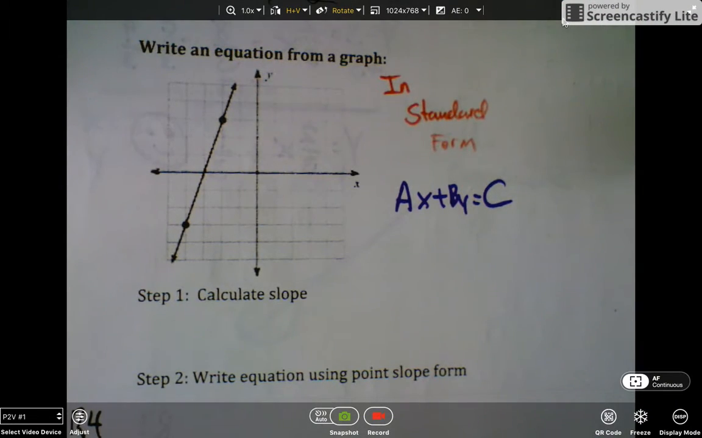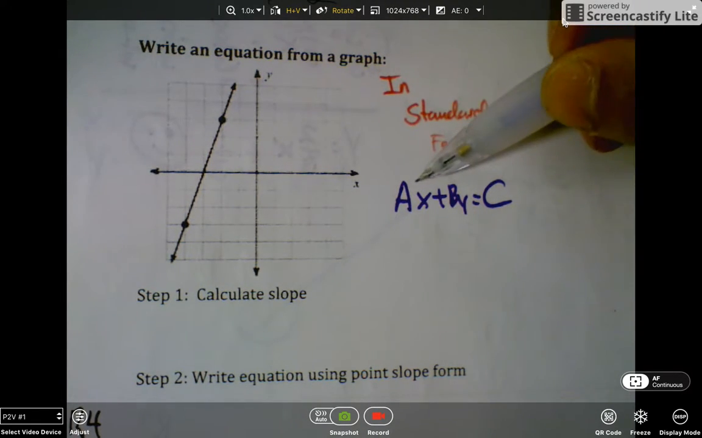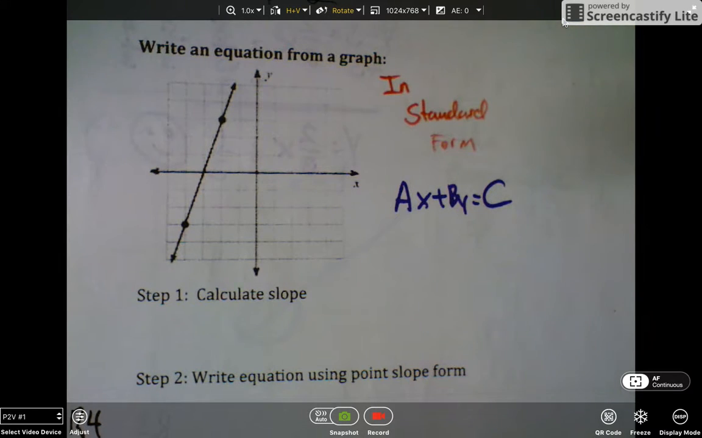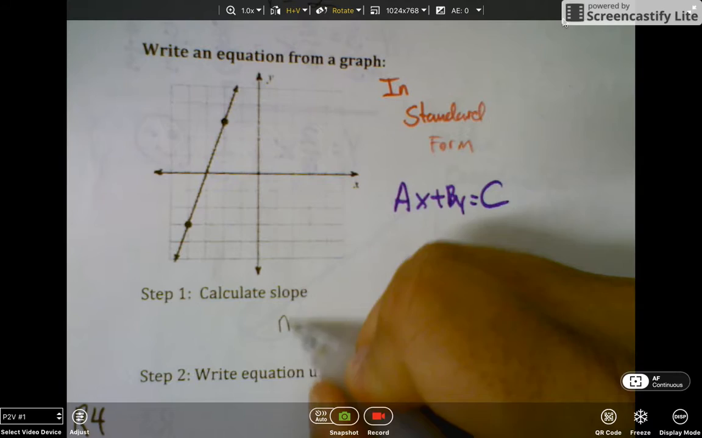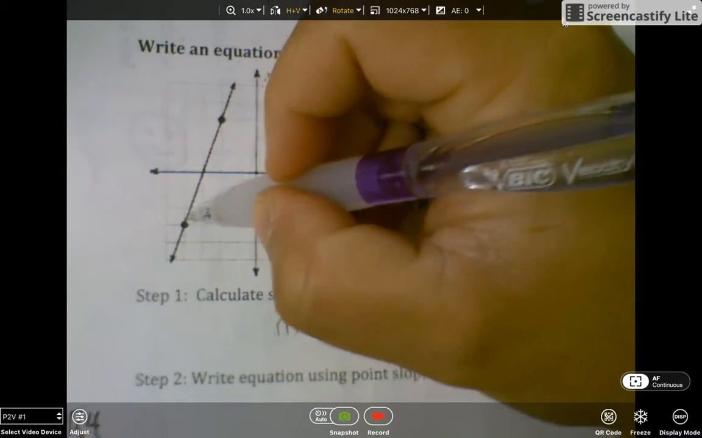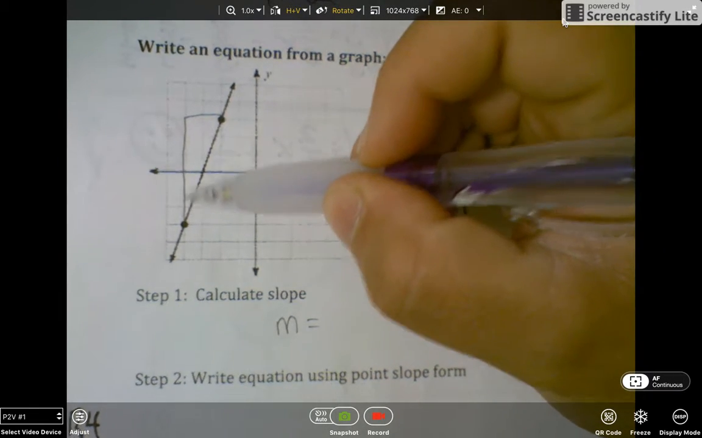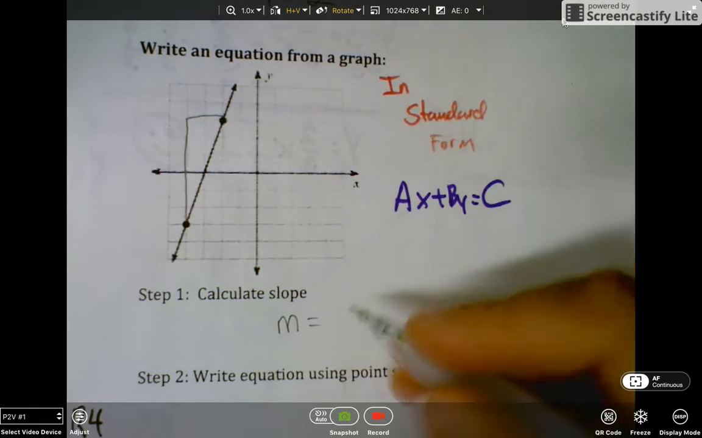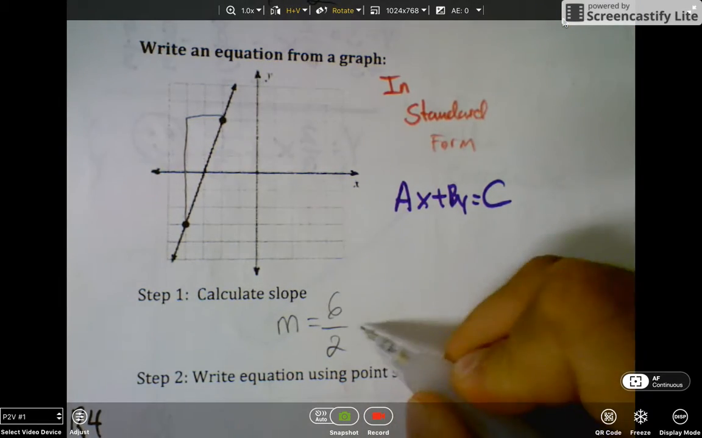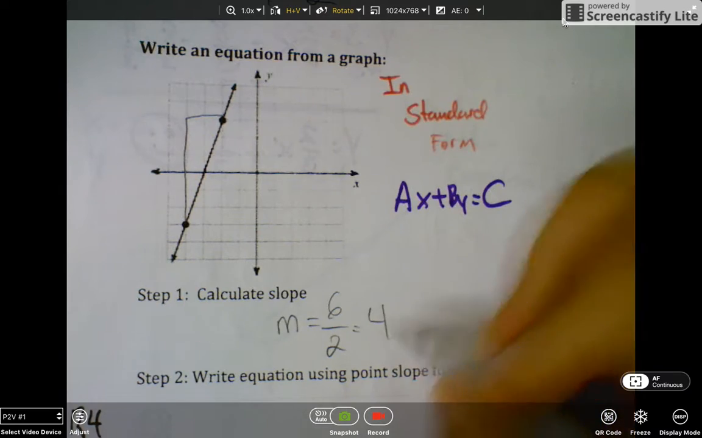Today I'm going to show you how to write an equation for a linear graph in standard form, which is ax plus by equals c. The first thing I need to do is calculate the slope. So I will make sure to first look at my two coordinates, and I'm going to calculate rise over run. The rise between these two coordinates is 1, 2, 3, 4, 5, 6, and then over 2. So 6 over 2 is equal to 4.